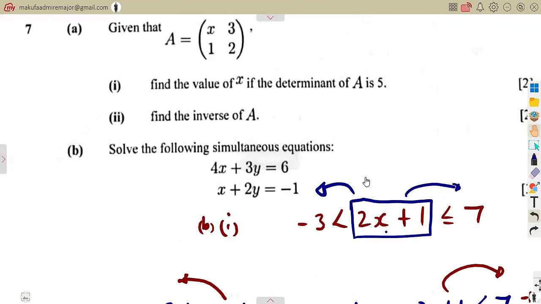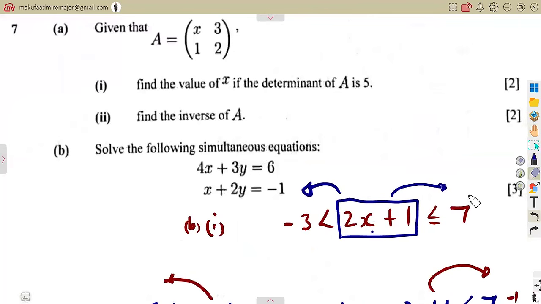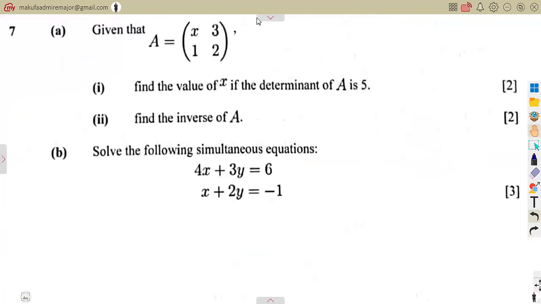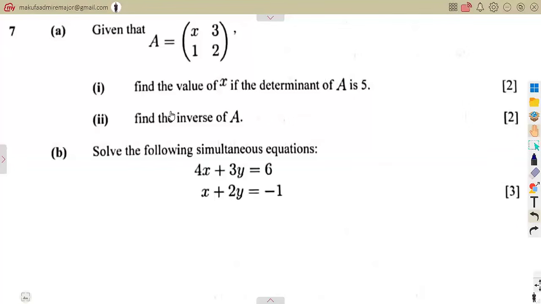So that is how the question was supposed to be done. You must understand your question, understand the concept of the question. What is the concept there? All right, so considering question 7, we are given in this case A, which is a matrix.